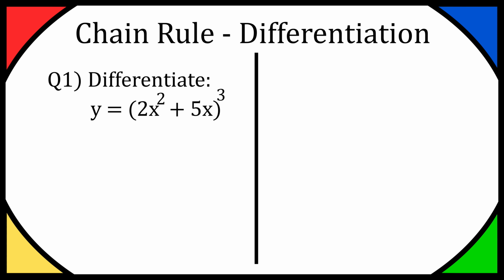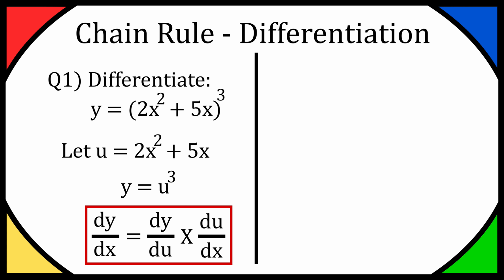So question 1, differentiate y is equal to (2x squared plus 5x) all cubed. Now because we have a function all cubed, we're going to use the chain rule to differentiate this. First thing you're going to want to do is let u equal 2x squared plus 5x. So let u equal whatever is in the brackets. So that means y is going to be equal to u cubed.